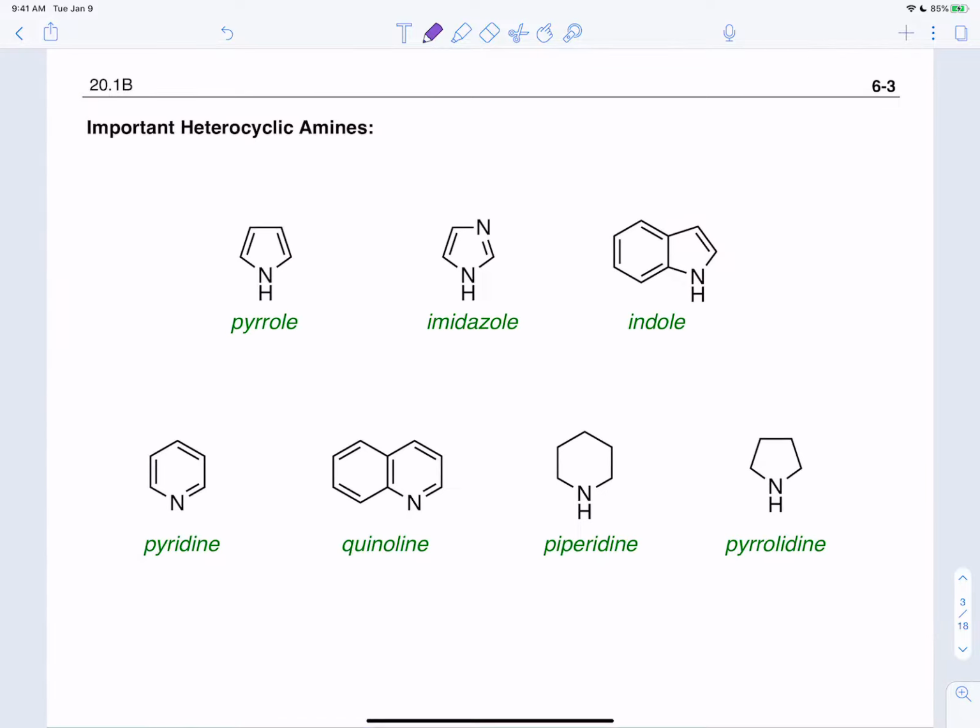Amines are pretty important all along in chemistry. We can find a number of them embedded inside rings. So these are called heterocycles. Hetero means because they are different than all-carbon rings. There's a variety of different ones. These are all names which you should know.